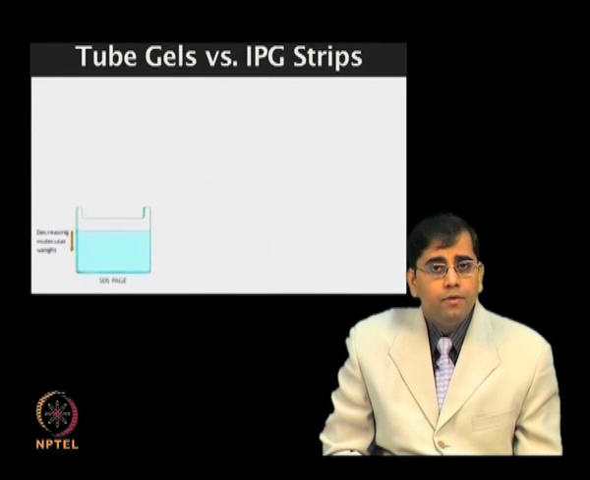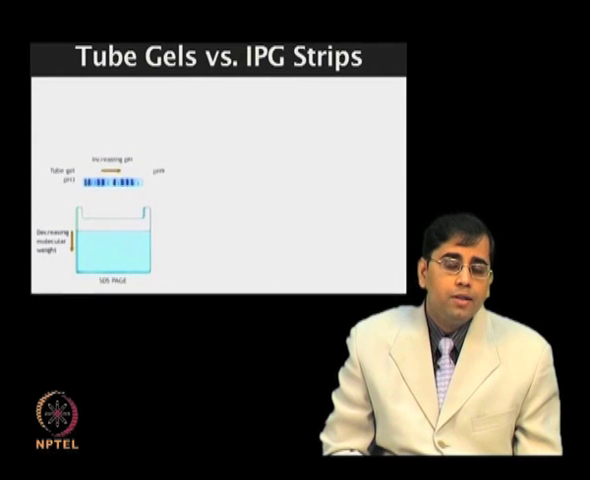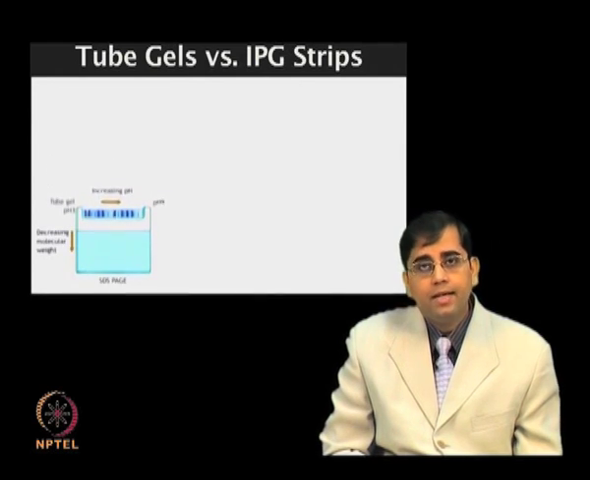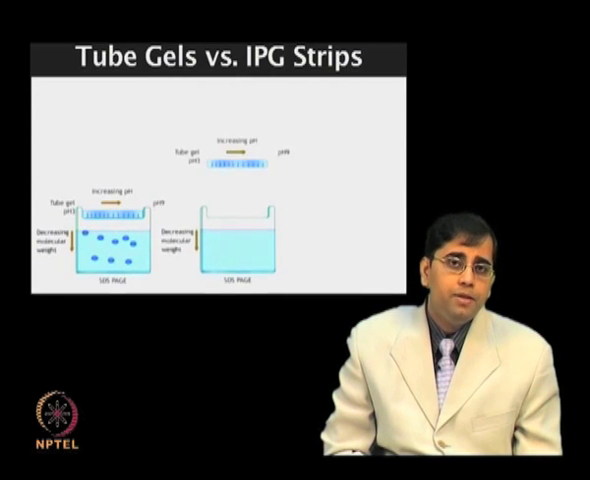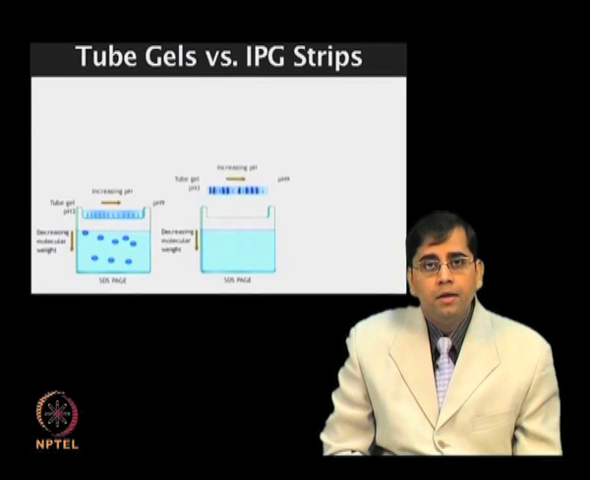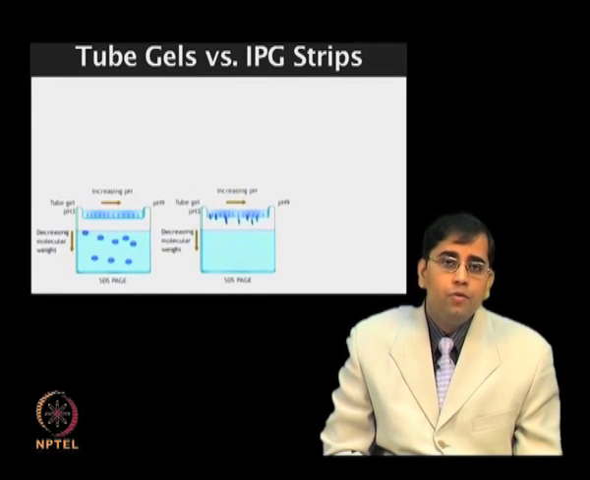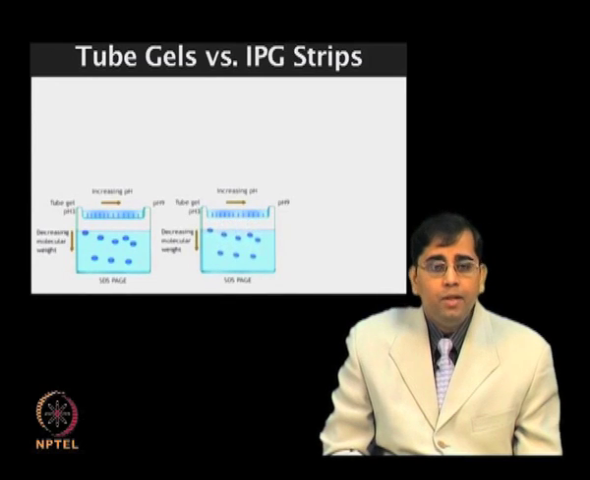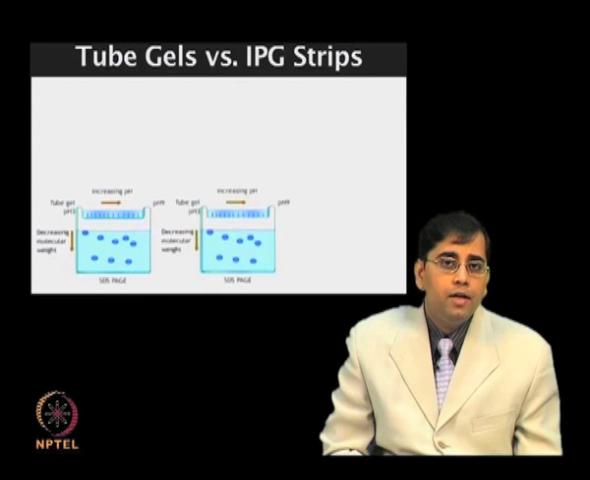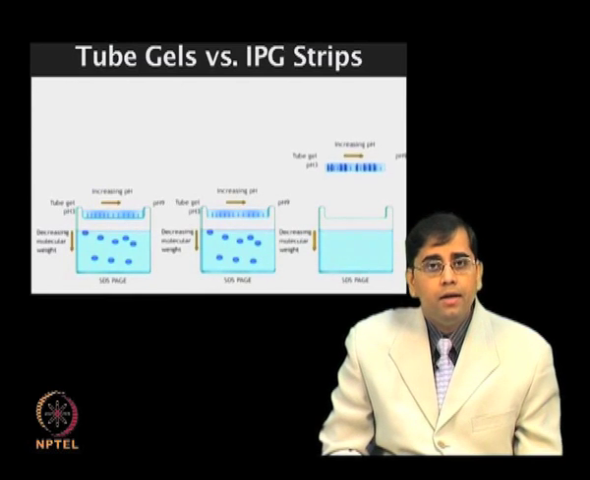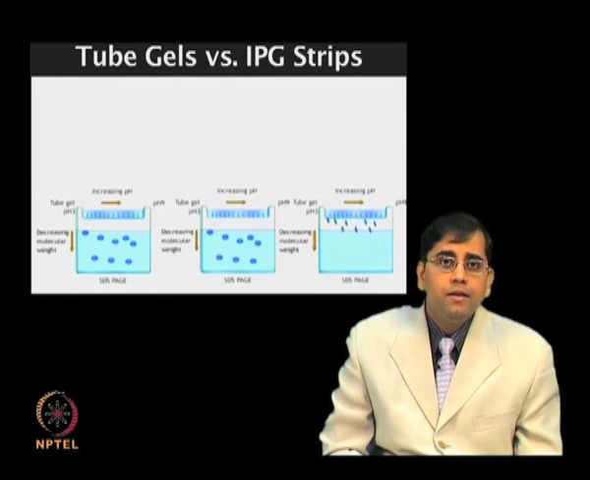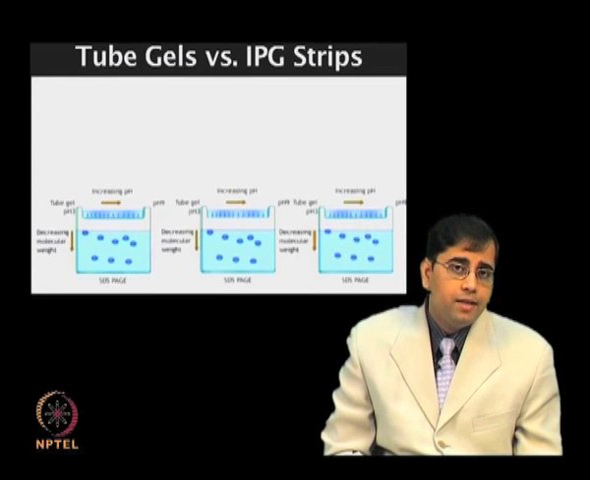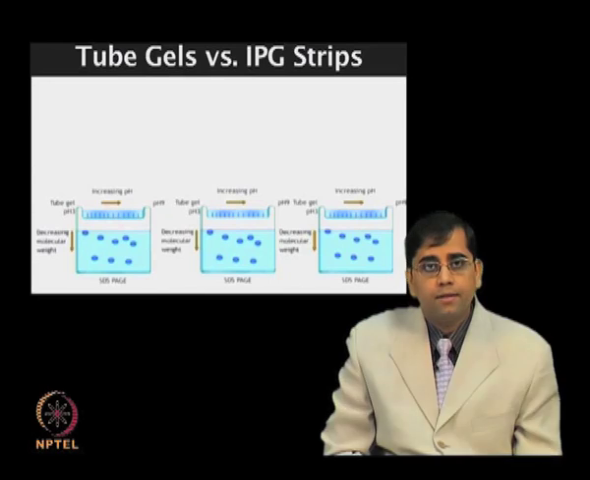The problem of reproducibility was overcome to a large extent by the development of immobilized pH gradient strips or IPG strips. Minimal gel to gel variation was observed when samples were run by two-dimensional electrophoresis employing IPG strips, which made this technique suitable for the large scale proteomic applications.